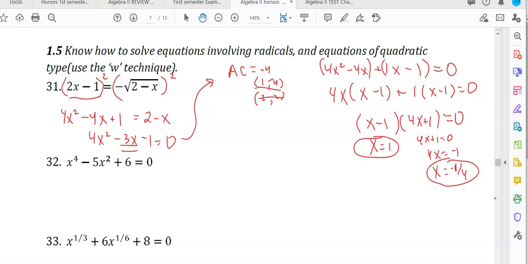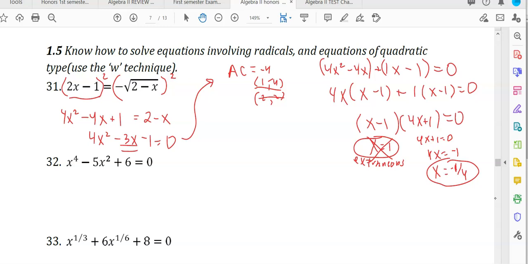But we have to check our answers. So it's probably a good idea to check these. Let's plug in 1 and see if it works. So 2 times x minus 1 is 2 minus 1, which is 1. This would be negative square root of 2 minus 1, negative 1. 1 does not equal negative 1. That does not work. So that one is extraneous. We didn't make a mistake, but you just have to check your answers when you have a square root of a variable like that.